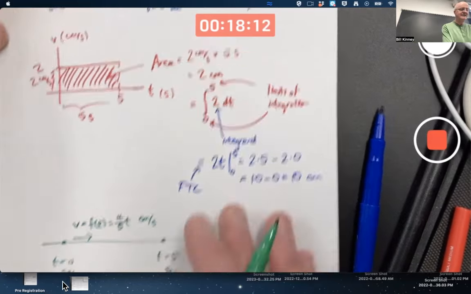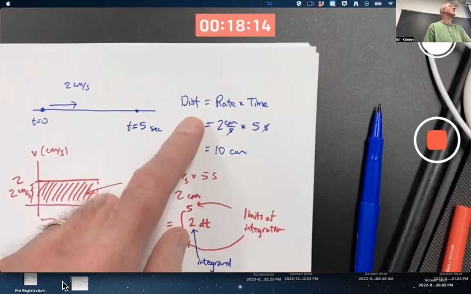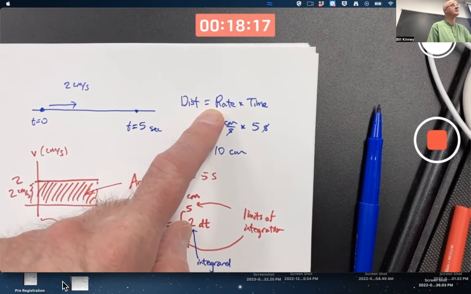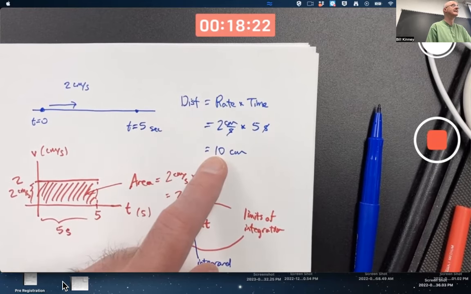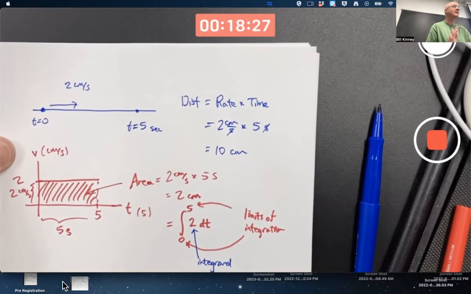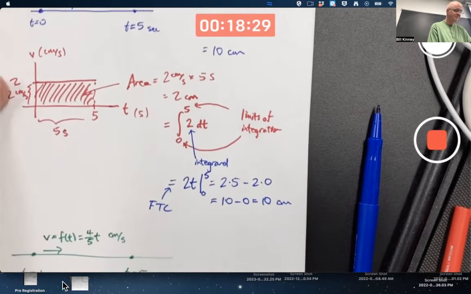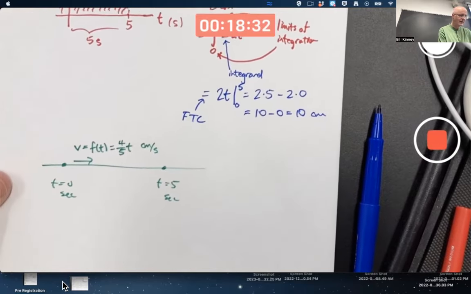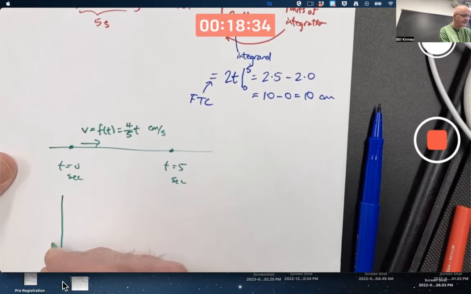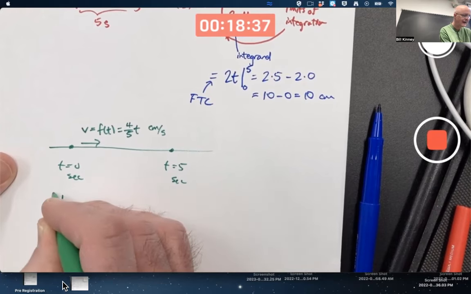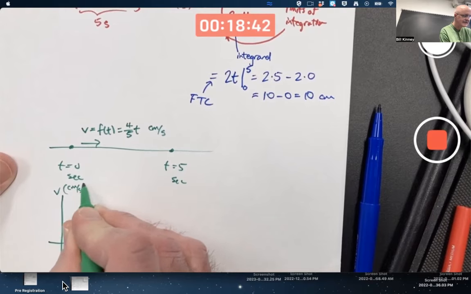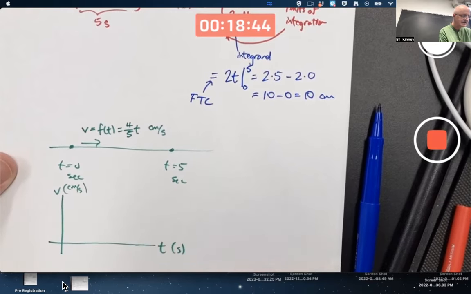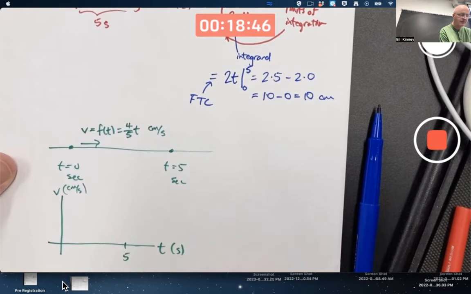I can't really use the distance equals rate times time equation anymore unless I think of the rate as the average speed, which again, I could do, and it would be still 2 centimeters per second, and it's still going to get the same answer. Well, let's pretend we don't know that. What's the graph of the velocity look like? And again, it'll be a positive velocity, so that's the same as the speed. Velocity is in centimeters per second. Time is in seconds. I'm letting time go from 0 to 5.